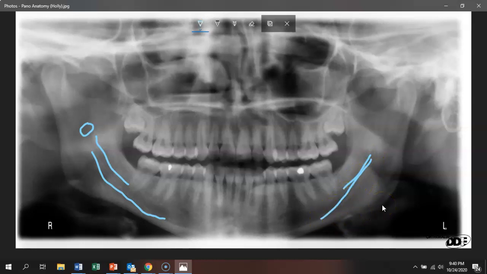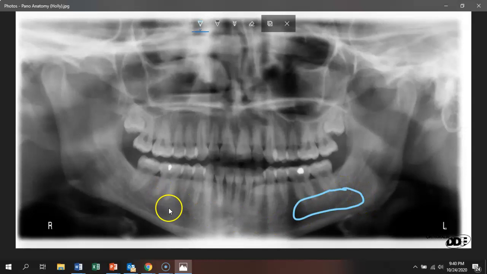Can you see the area that would be the submandibular fossa? Let me get rid of this. Where would you point to for the submandibular fossa? Right through here, it's pretty obvious. It's pretty radiolucent right through there. Submandibular fossa. How about the mental foramen? Can you see the mental foramen on this pano? You can pretty well. Right here you can see it pretty good. And I think you can see it there too.